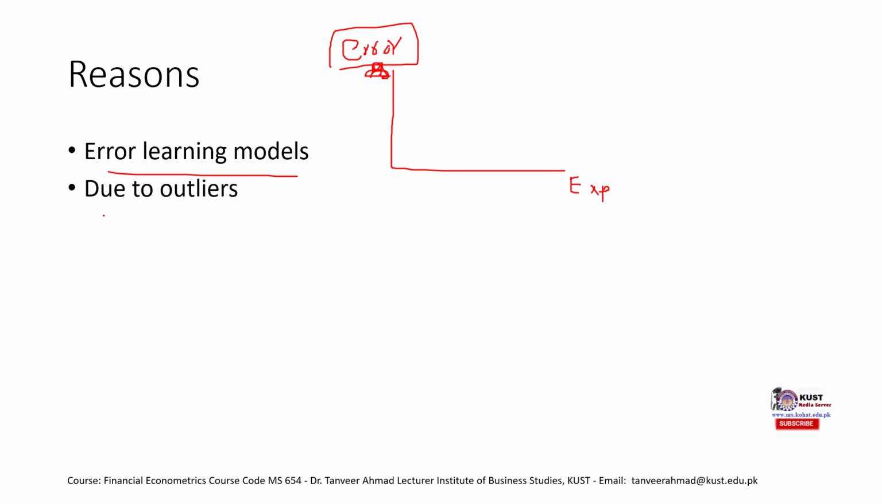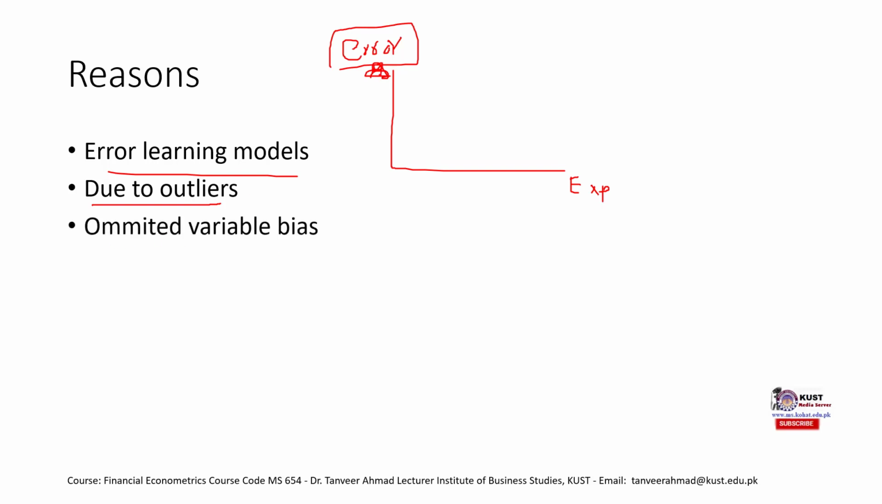The second issue can be due to outliers. Outliers are the extreme values in the data. So if there are outliers, then there is a chance that due to those outliers, the spread of the error would be higher. And if that happens, then we would have the issue of heteroskedasticity. So the second reason could be outliers in the data.